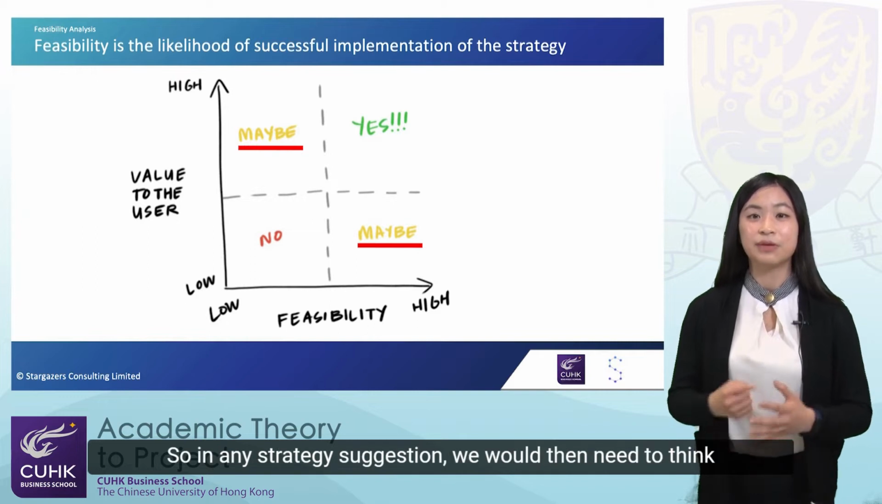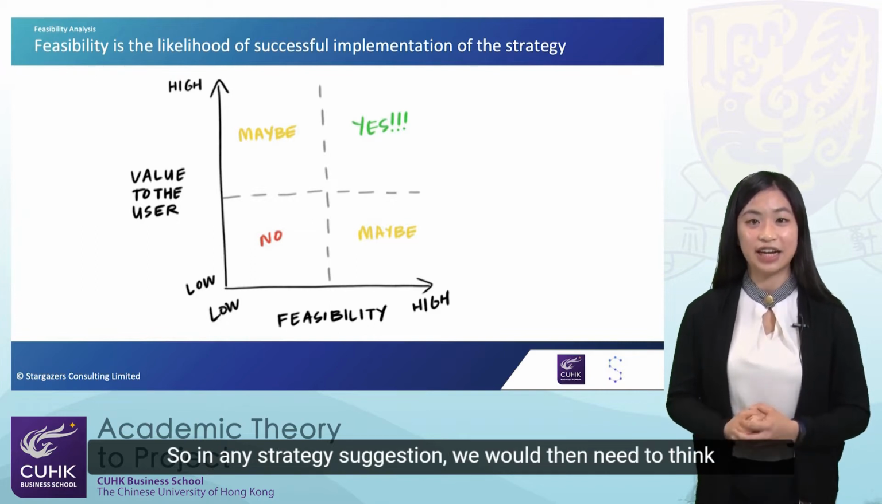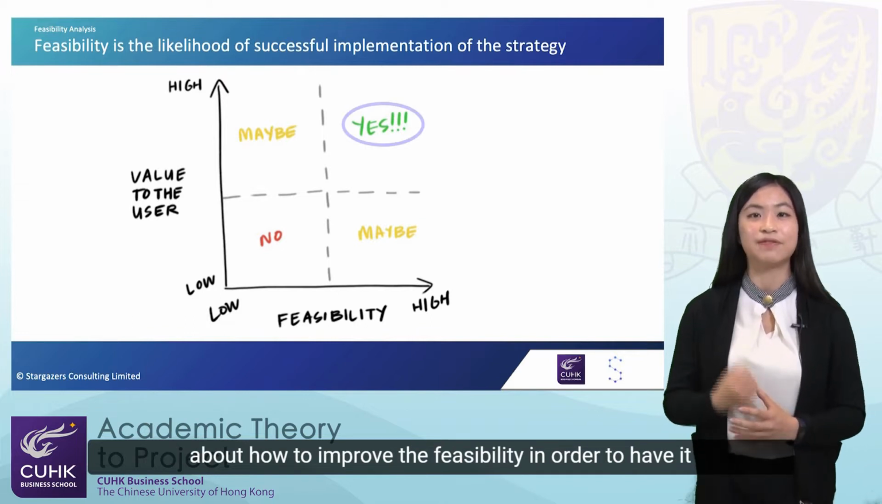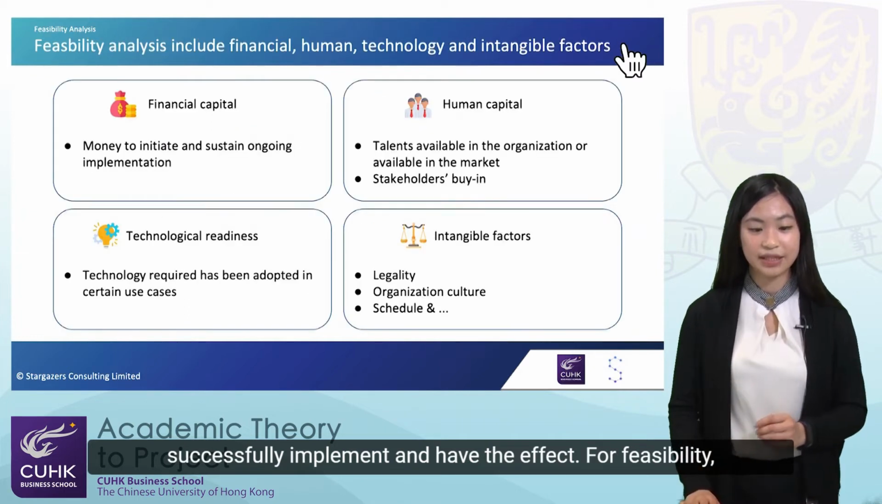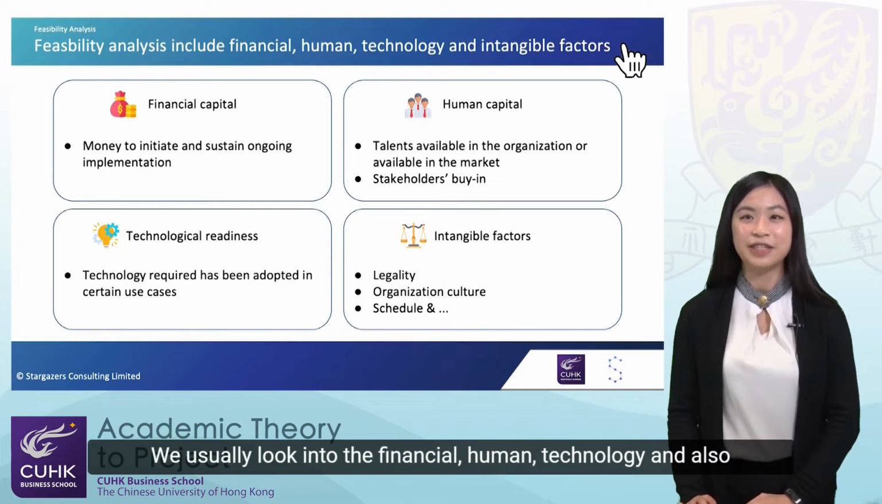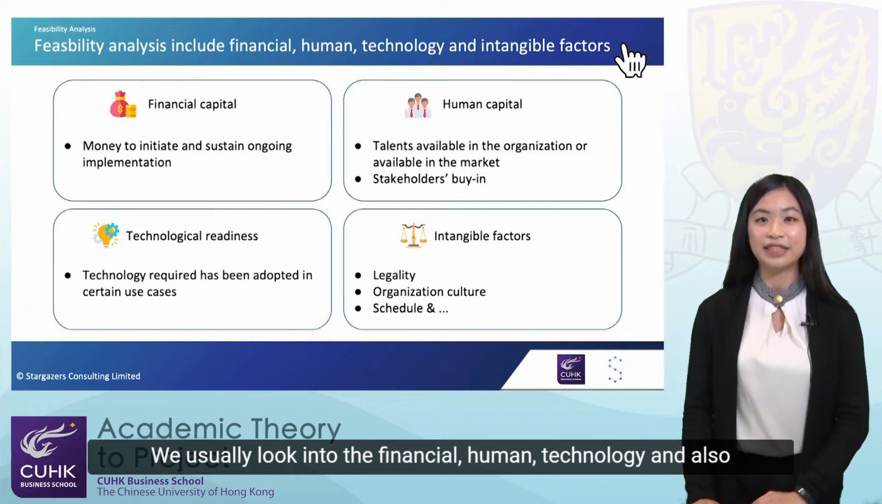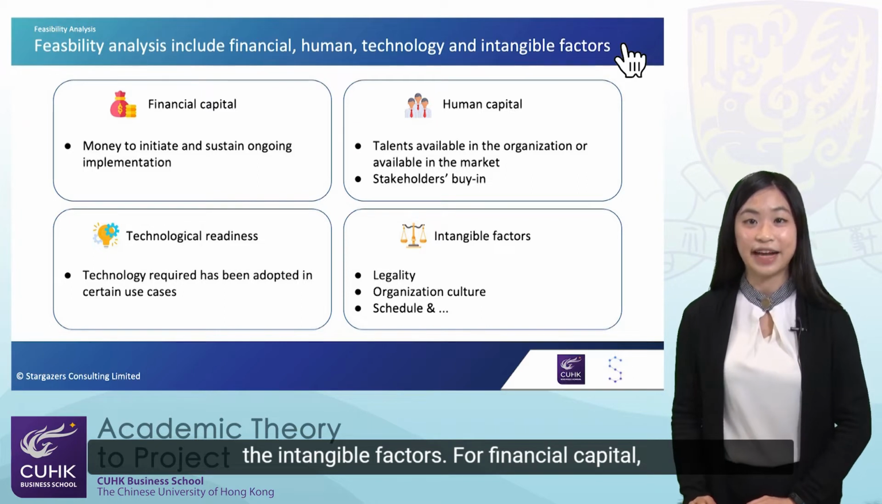So in any strategy suggestion, we would then need to think about how to improve the feasibility in order to have it successfully implemented and take effect. For feasibility, we usually look into the financial, human, technology, and also the intangible factors.